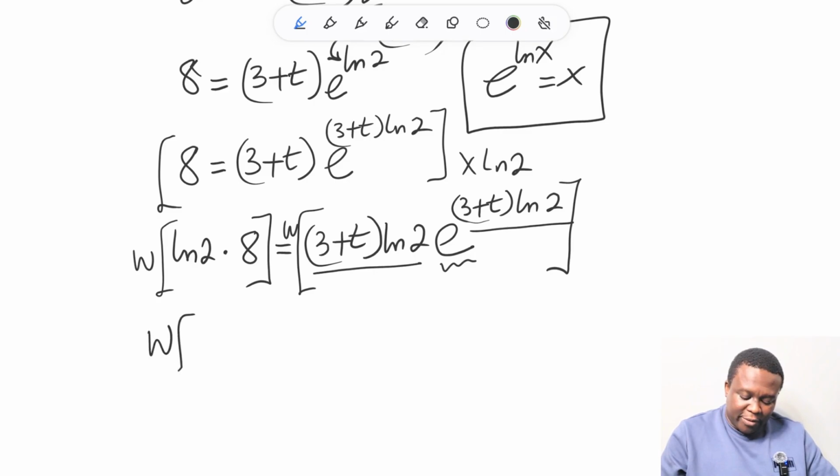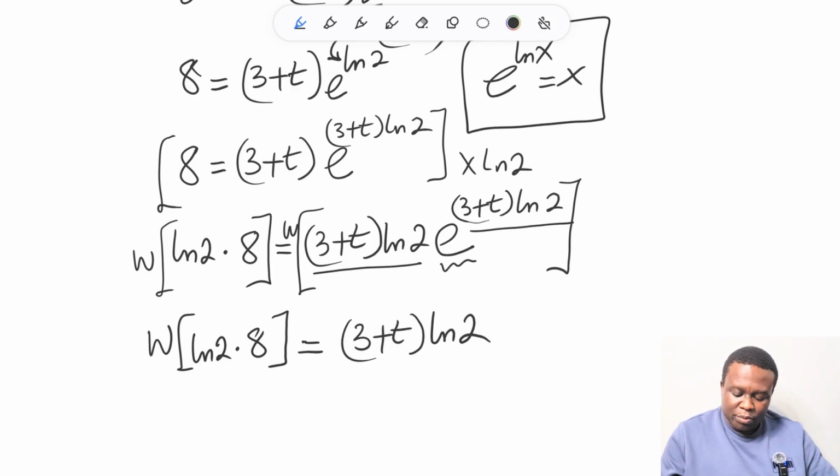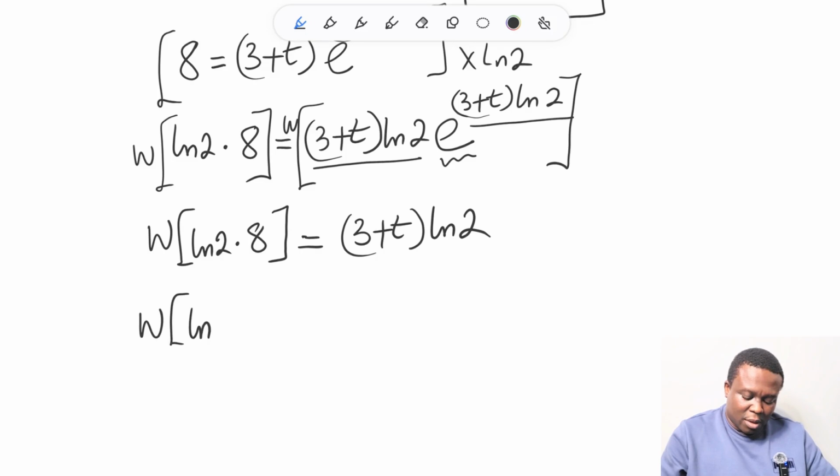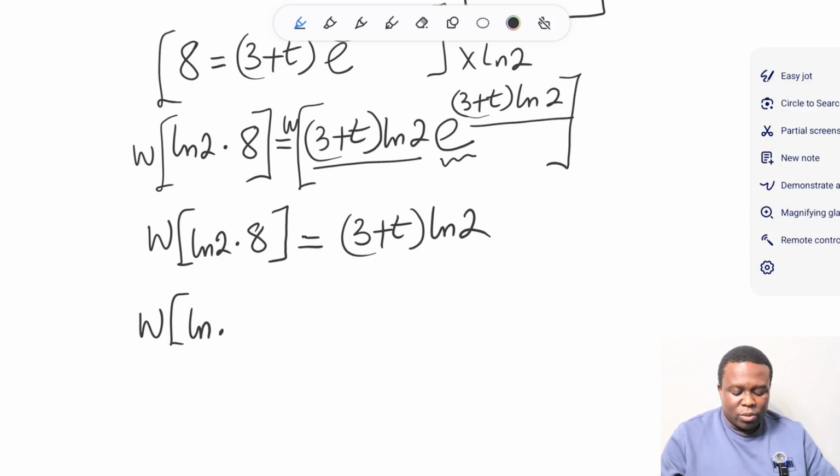So now we have ln of 2, 8 equals 3 plus t ln of 2. Now, we move over to the left-hand side and do the same thing. Try to rewrite the left-hand side to fit into the Lambert W function. So now we have 8. So what do we do to 8? Let's try to rewrite 8.